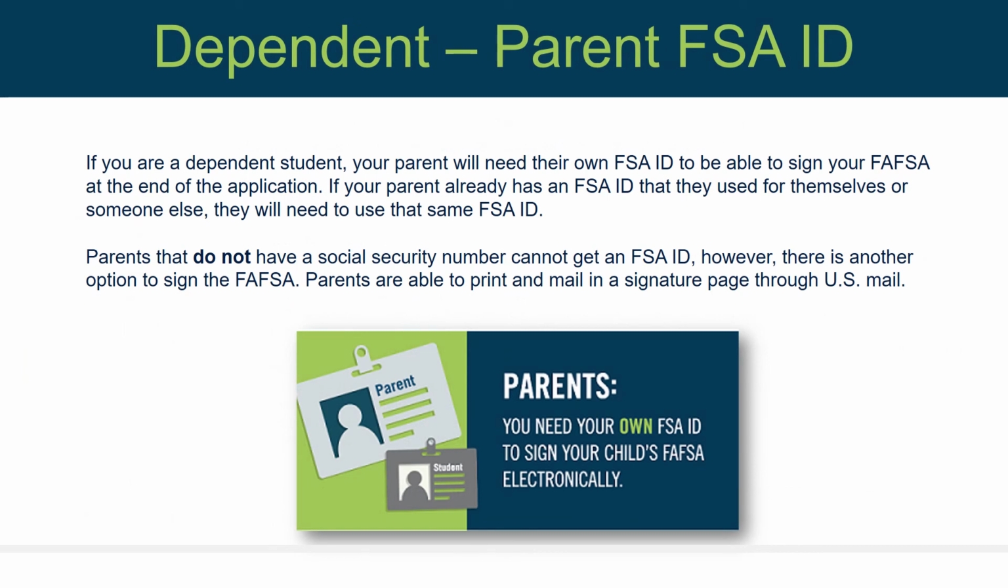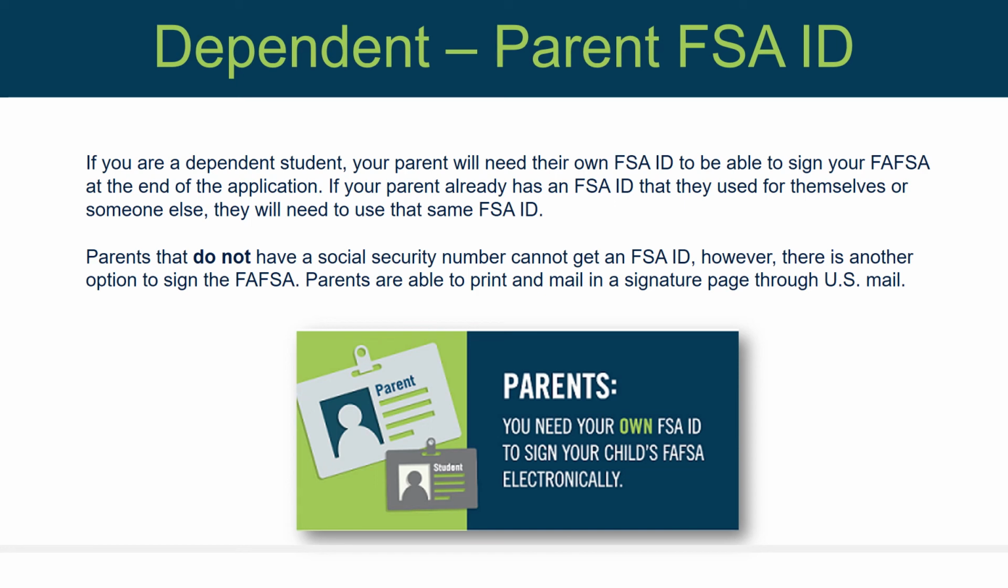If you are considered a dependent student, your parent will also need to create their own FSA ID and password. If your parent already has an FSA ID that they used for themselves or someone else, they will need to use that same FSA ID. Parents that do not have a social security number cannot get an FSA ID. However, when asked to electronically sign the FAFSA, the parent will have the option to print a signature page instead of using an FSA ID. For this option, be sure to have a printer connected to your computer.